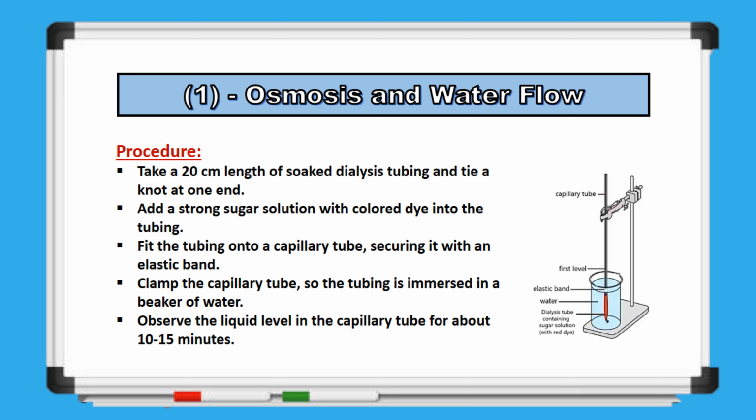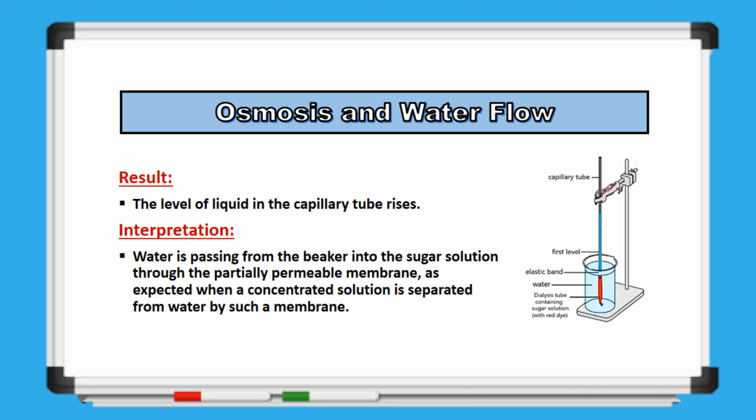Finally, observe the liquid level in the capillary tube over the next 10 to 15 minutes to track the changes resulting from osmosis. The results indicate that the liquid level in the capillary tube rises. This suggests that water is moving from the beaker into the sugar solution through the partially permeable membrane, and this behavior is expected, as osmosis causes water to flow towards the area with a higher solute concentration, demonstrating the fundamental principles of osmotic movement.